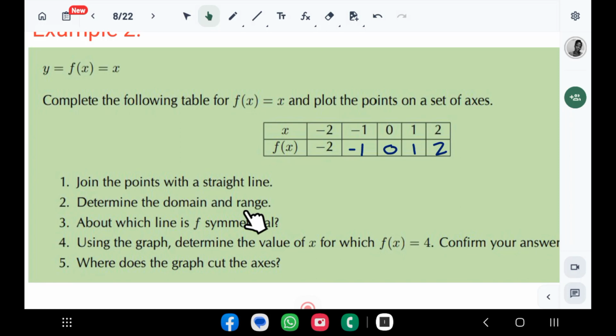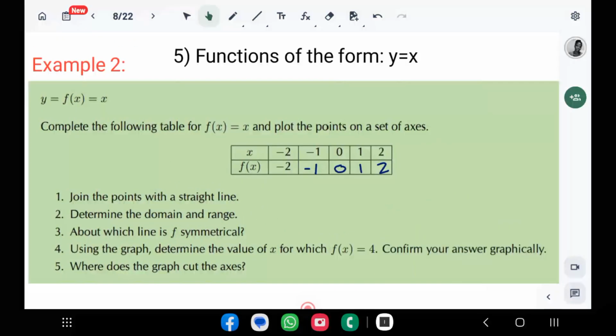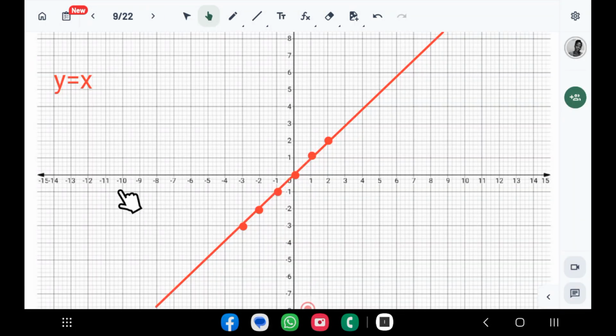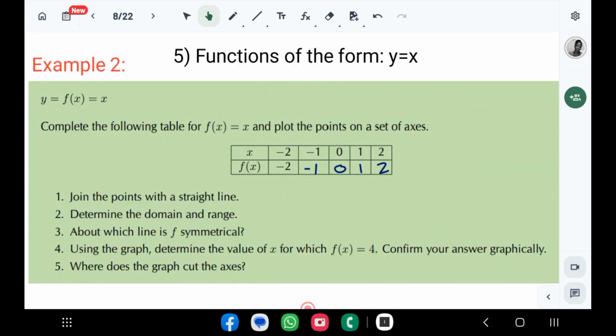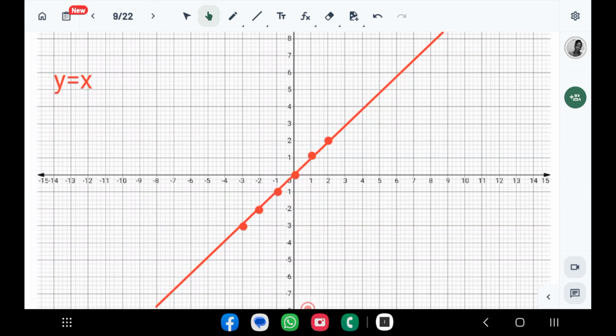You're supposed to determine the domain and range. What is the domain? The domain is all elements of real numbers. There is no point on the x-axis where your graph is not defined. And the range, same story for the range. The range is also all real numbers. Okay, that's the domain and the range. All right, what about which line is f symmetrical? F is symmetrical about the line y equals x.